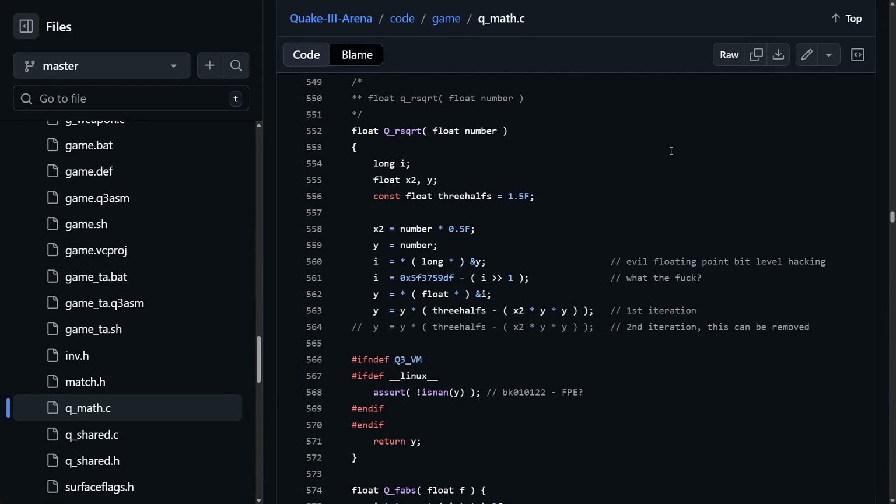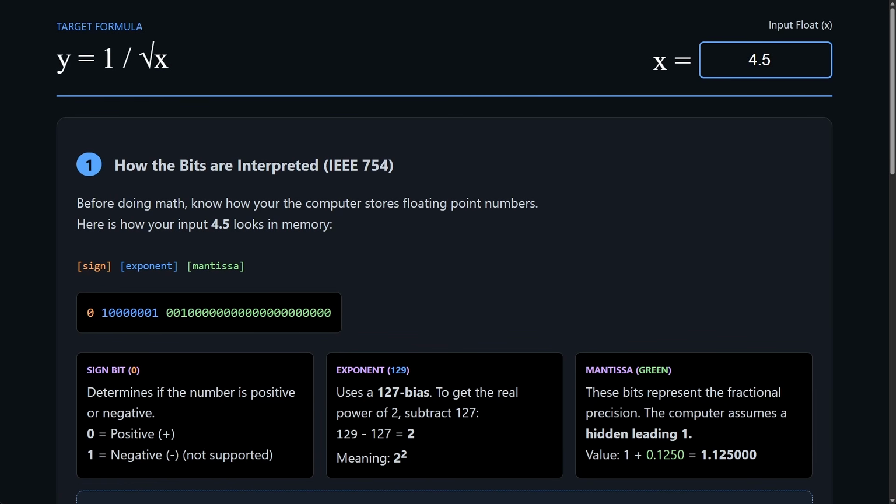Where it gets really interesting is from line 560 in the Quake 3 Arena math library. This line converts a floating point number into an integer, but not in a conventional way. If you read the comment next to this line, you understand that there is something more to it. And in order to understand what's really going on, we have to understand how floating point numbers are stored in memory. What we want to do is we want to compute the inverse square root of x, and x is set to 4.5.